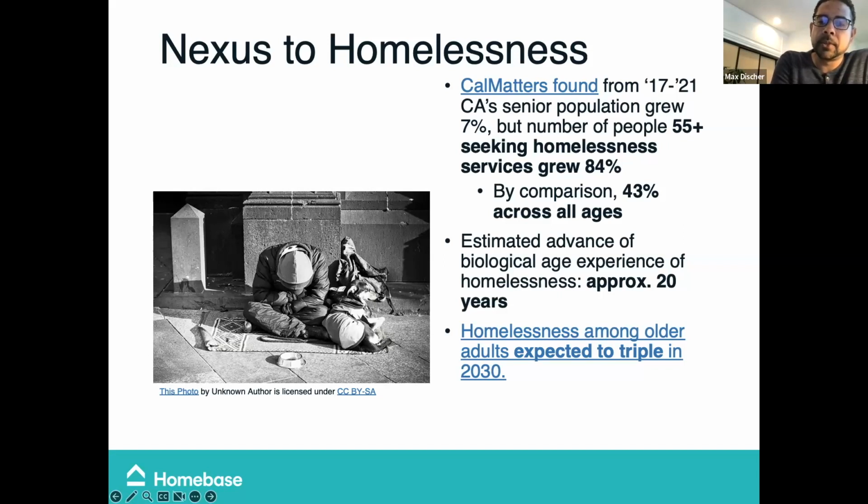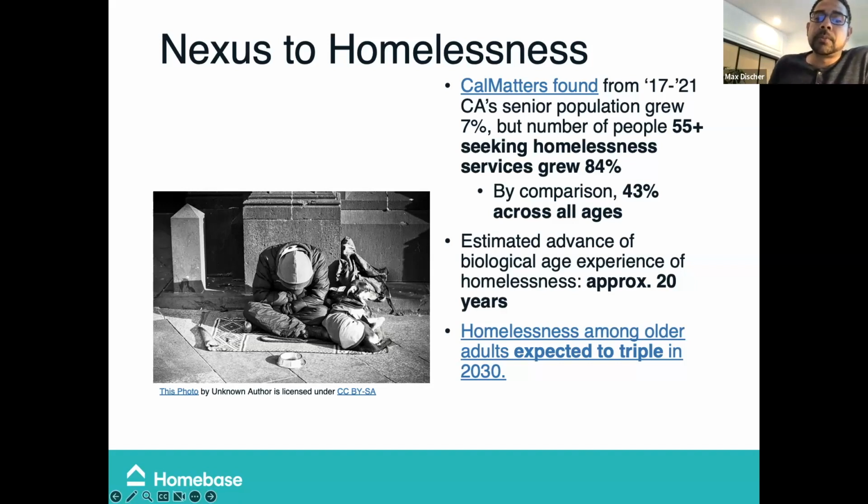Important too to note that similar to the equity issues I just described, exposure, which is a common issue, well, almost a ubiquitous issue really for folks experiencing homelessness, also advances people's biological age faster than their actual age. It is estimated that the advance of biological age for people experiencing homelessness is approximately 20 years. So that's to say that a person who is legally or actually 50 years old may be experiencing symptoms that are more commonplace for someone who is in their 70s.